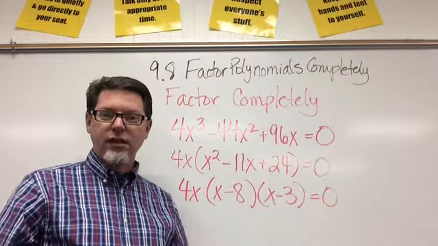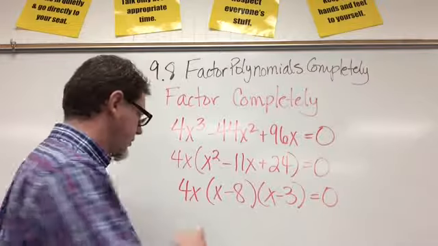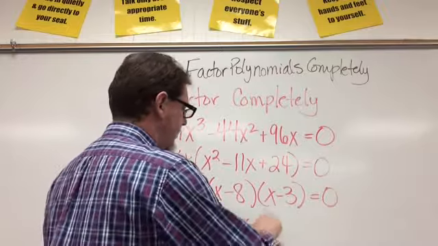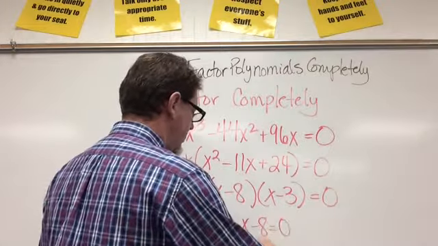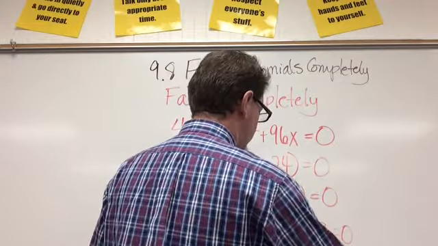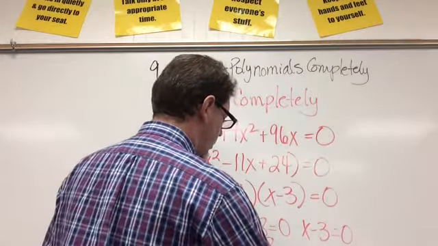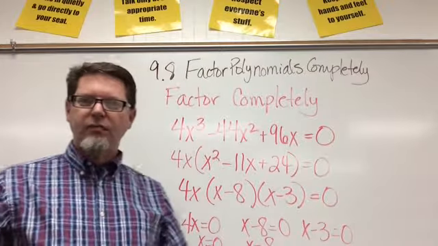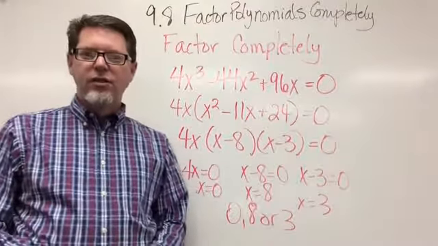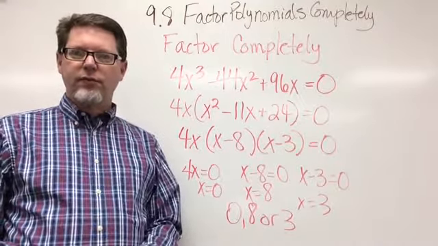So now I've got to figure out what x is. I have 3 factors now, so I'm going to have 3 answers. The first one would be 4x equals 0, so x equals 0. x minus 8 equals 0, so x equals 8. And then x minus 3 equals 0, so x equals 3. So my answers would be 0, 8, or 3. Again, I factored it completely, and I know you can't see that, so I'm going to adjust this a little bit. I factored completely till I got all the way down to my answers, which are 0, 8, or 3.